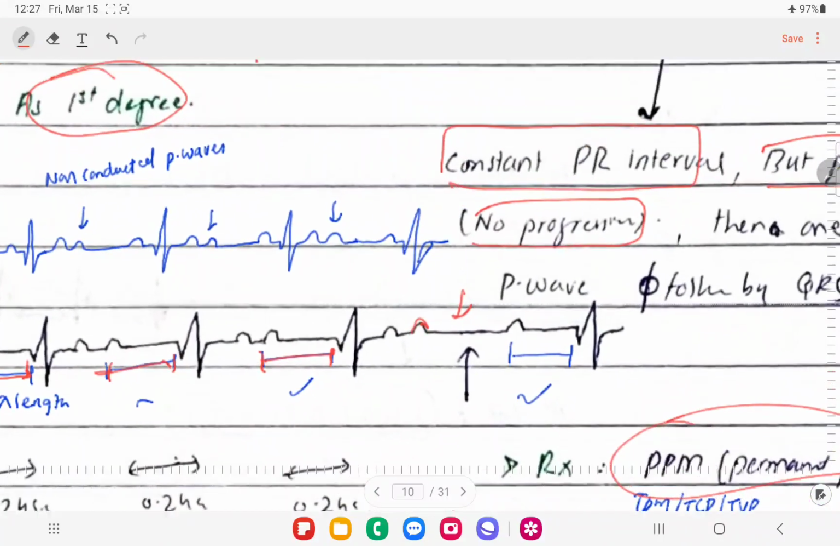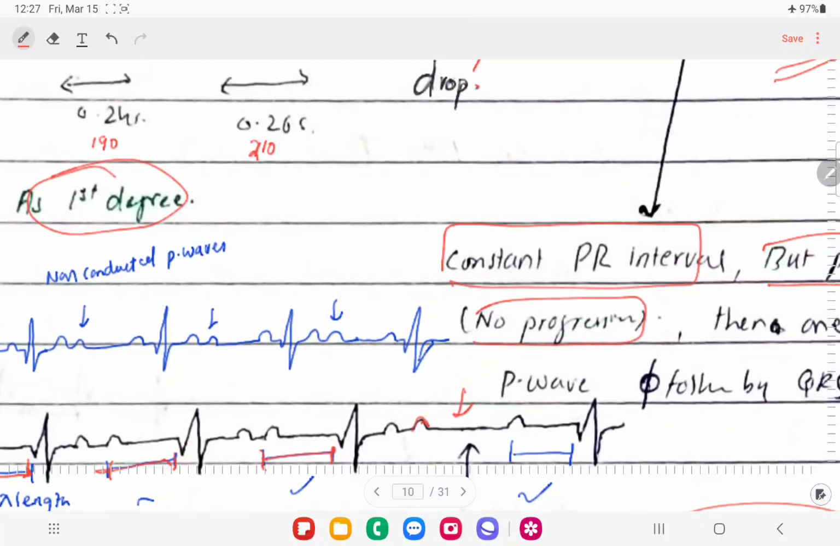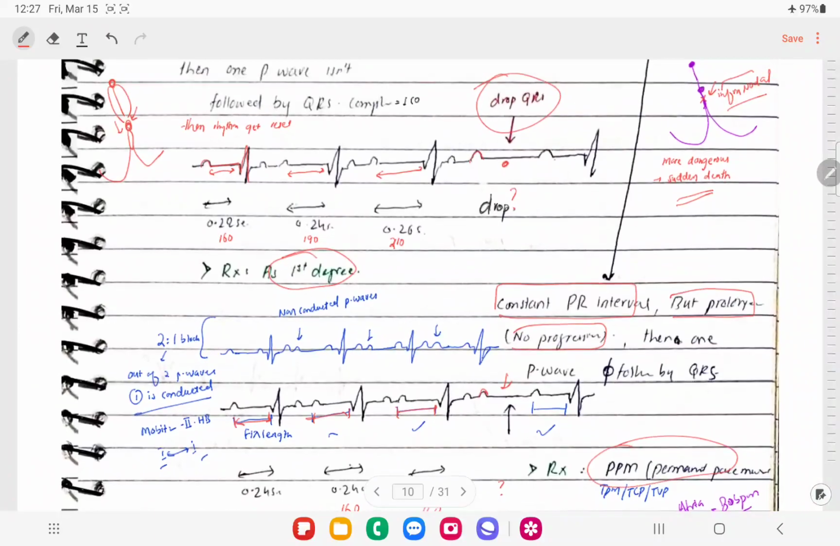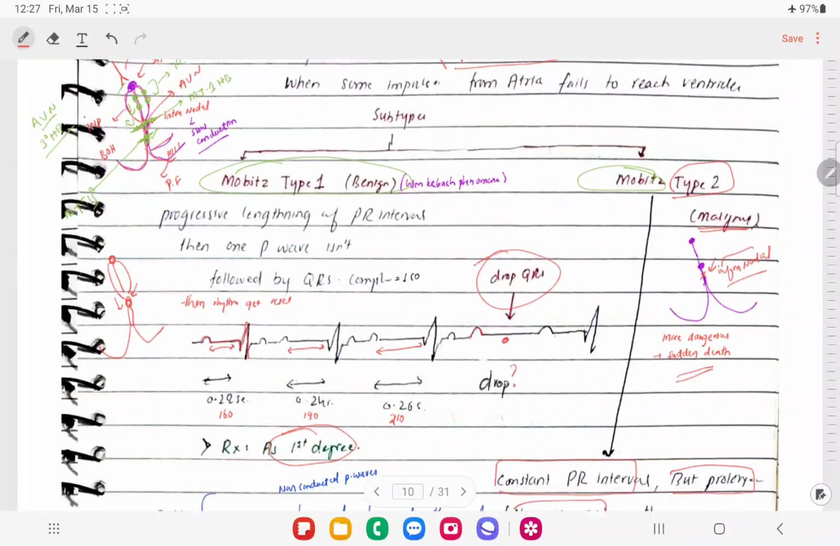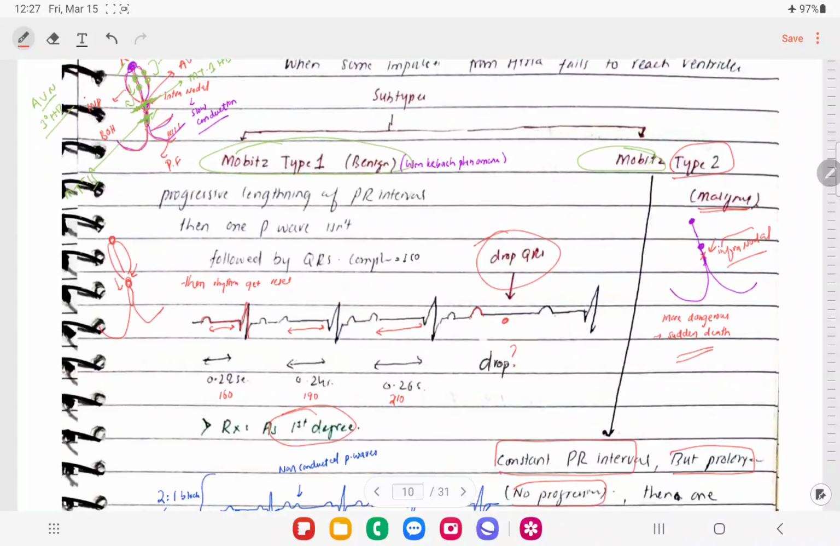I think that's all for today. I have talked about Mobitz type 1 and type 2 heart block in this video. In the next video I'm going to talk about third degree heart block. So that's all for today.